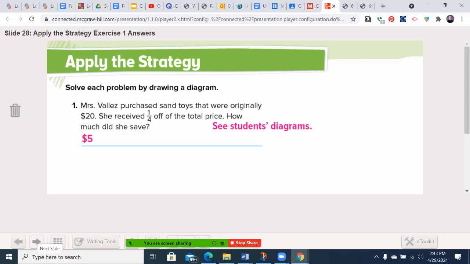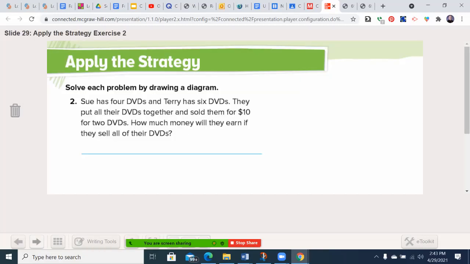Let's do one more. Go ahead and do number 2. You may pause the video now. Welcome back. $50. We know that they had 10 total DVDs, but they were being sold in groups of 2. So that's 5 groups. And if each group is $10, there you get your 50.